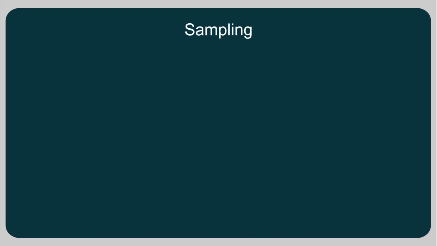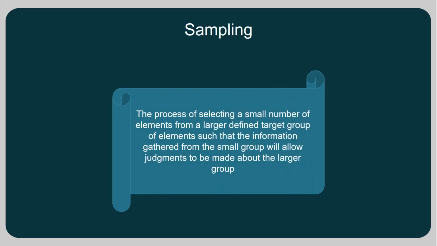Let us now understand the nature of sampling. Sampling is the process of selecting a small number of elements from a larger defined target group of elements such that the information gathered from the small group will allow judgments to be made about the larger group.